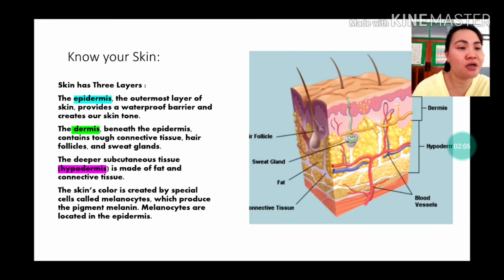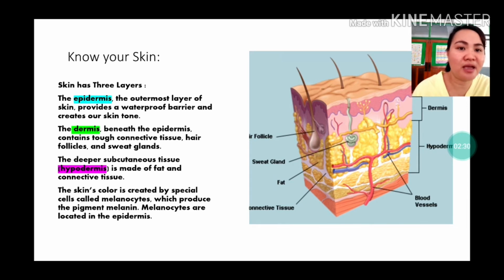Next, we're going to learn about our skin. We have three layers of our skin. First, we have the epidermis. The outermost layer of skin provides a waterproof barrier and creates our skin tone. So this is our epidermis. This is the picture of our skin, how it looks inside.